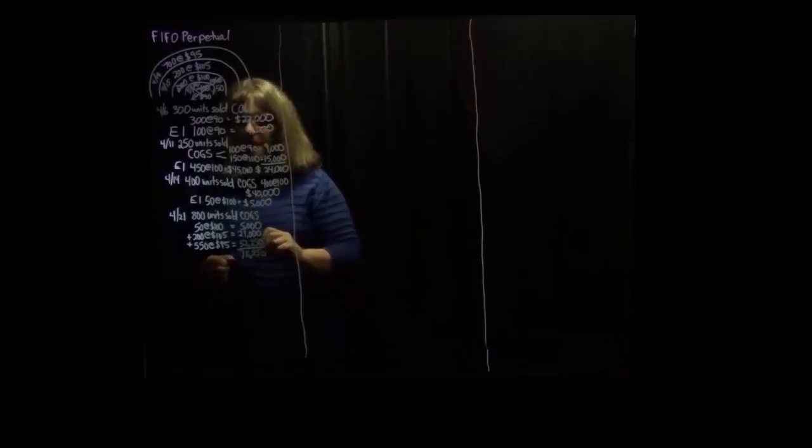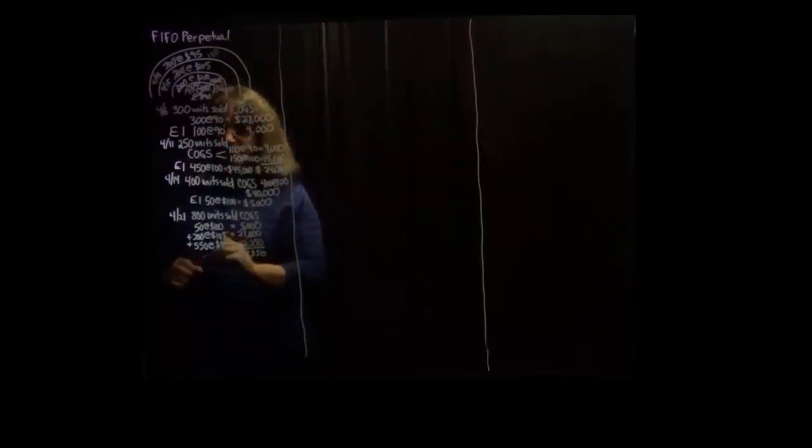$78,250. Our ending inventory at that point, we would have gotten rid of those 50, we would have gotten rid of those 200, and we would have gotten rid of 550 of those, so we would have 150 of those left. And so our ending inventory at that point is 150 units that cost $95, which gives us a total of $14,250.